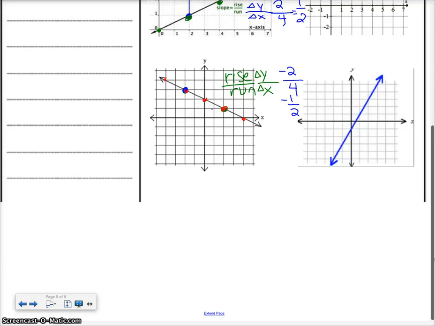So again, perfect point was right here and right here. Change in Y over change in X. How much did I go up? 2. How much did I go over? 1. Up 2 over 1. It will always be that way.